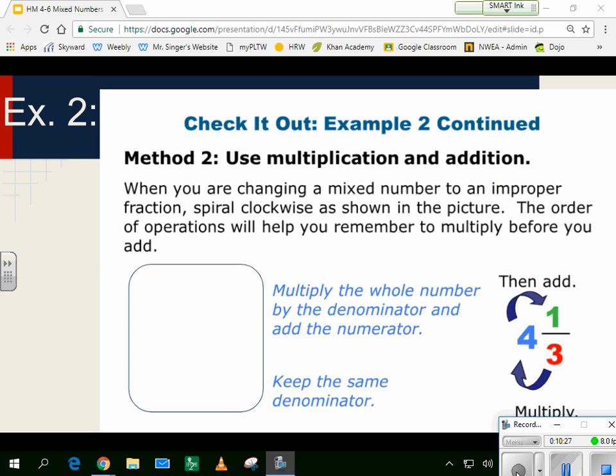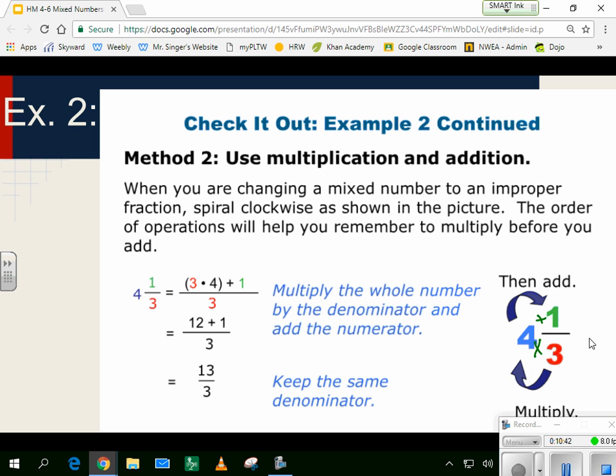All right, here's another problem. We're going to look at 4 1/3. We have to change it to an improper fraction. So remember, the first thing you do is you multiply the denominator and the whole number, and then you add the numerator to that problem. So we're going to multiply 3 times 4 and then add 1. 3 times 4 is 12 plus 1 is 13. And our denominator does not change. You keep it the same at 3. So 4 1/3 is an equivalent fraction to 13 thirds.